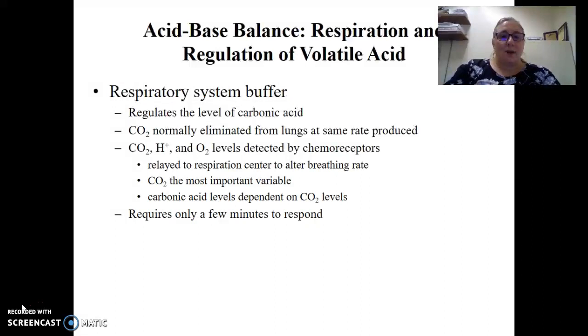We also have a respiratory buffer. So we talked about the renal buffer, but we have a respiratory buffer as well. The respiratory system is going to eliminate carbon dioxide to bring our pH back up, and decrease the amount of carbon dioxide we lose if our pH is too high to lower our pH back.